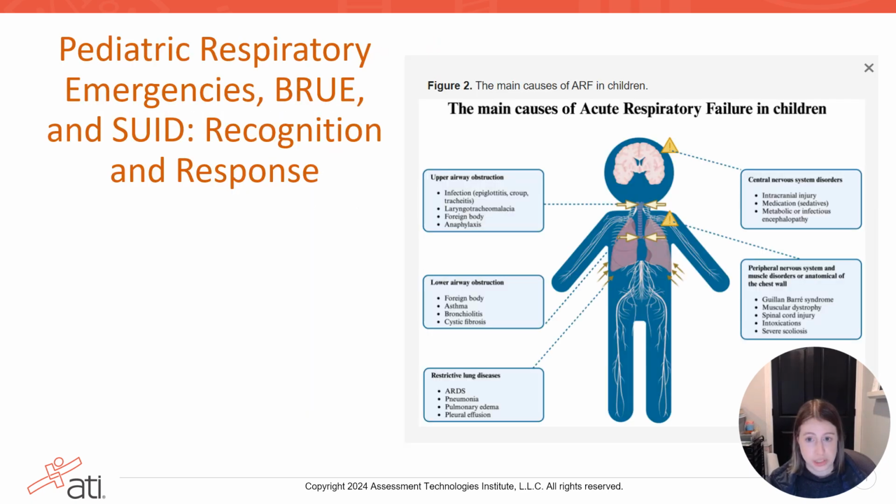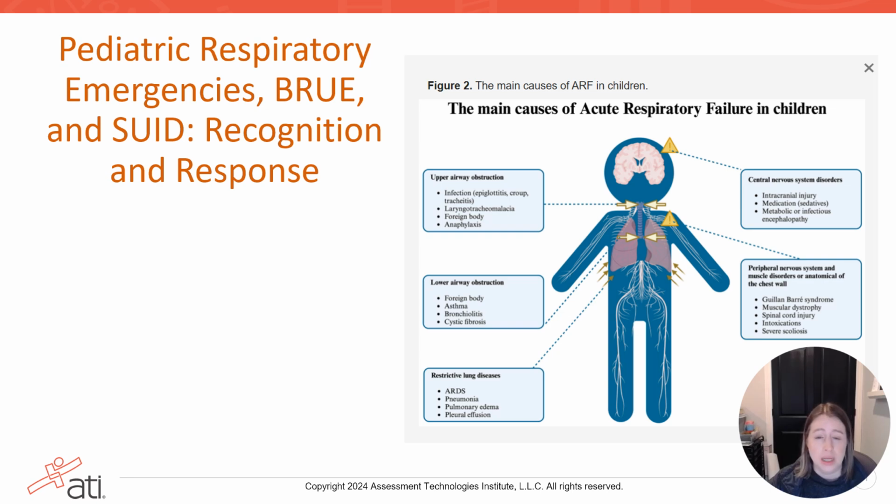So moving on to peds emergencies, we're going to focus primarily on respiratory emergencies, which is, again, a bit of a review, brief resolved unexplained events, and sudden unexpected infant death, okay, which is what SIDS is now being kind of categorized with. So jumping right into respiratory failure, I found this graphic, and it really breaks down the risk factors that are outlined in ATI. You don't need to memorize this, but just be aware of what systems can cause respiratory failure in peds.